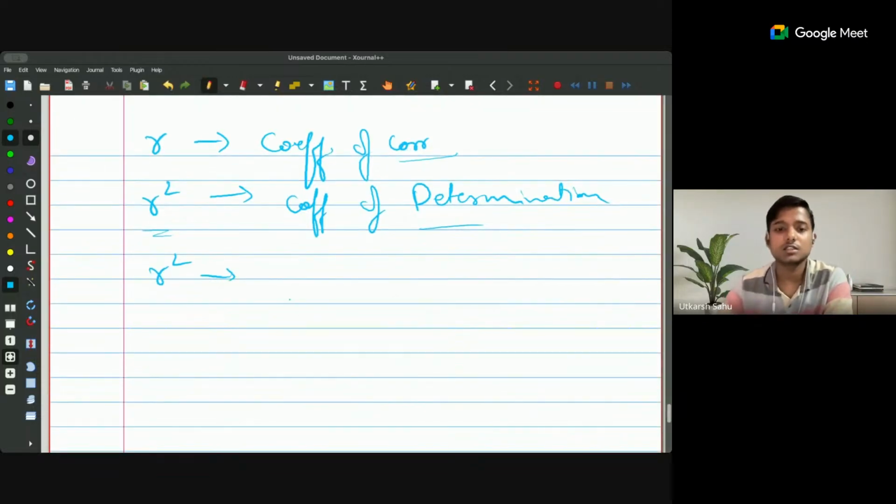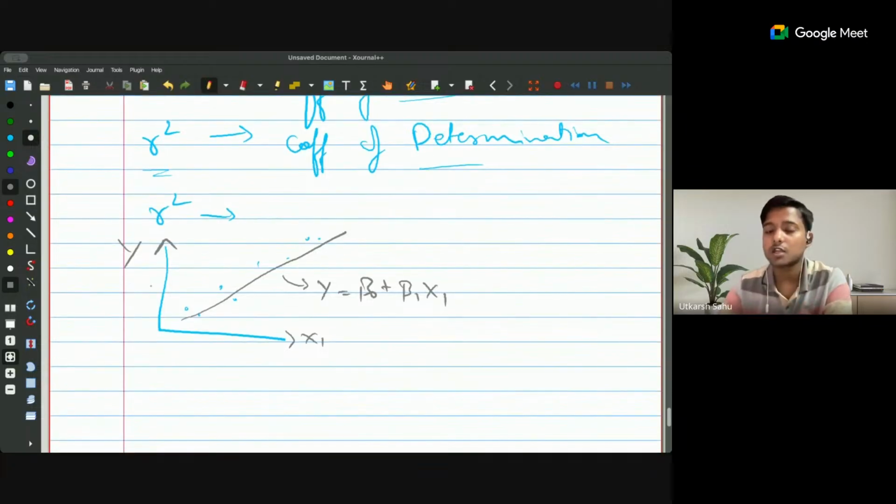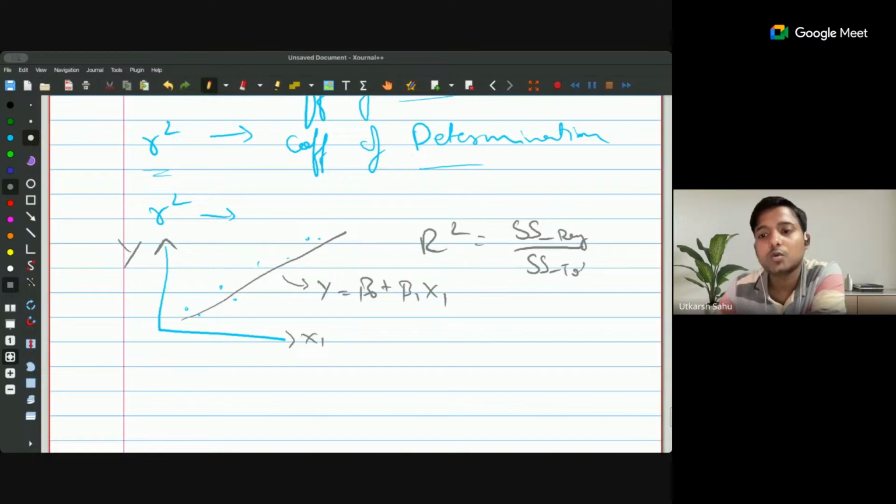So let's just take a very basic example. If you are building a model, these are my data points, and I want to fit a line. So let's say I fitted this line. This line is y equals beta naught plus beta 1 x1. This axis is for x1, this is for my y. So what is r square? You should know r square is basically this thing: sum square regression upon sum square total.